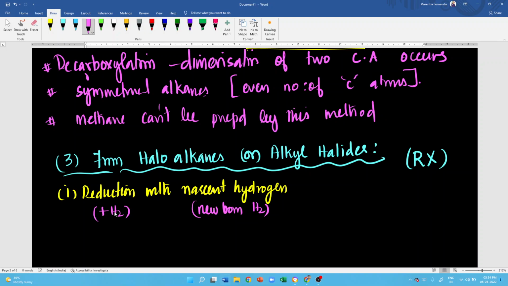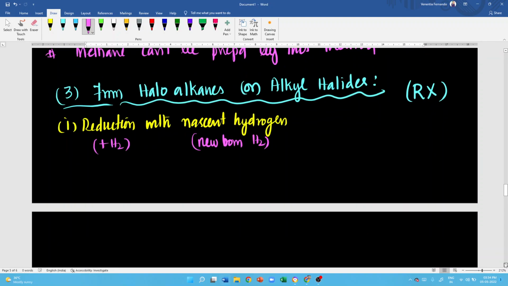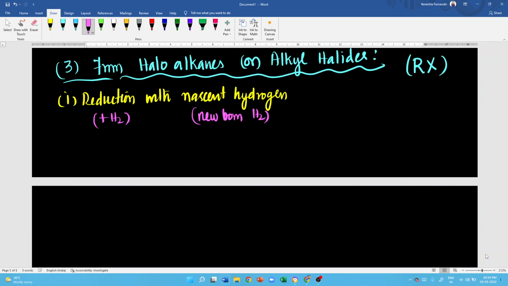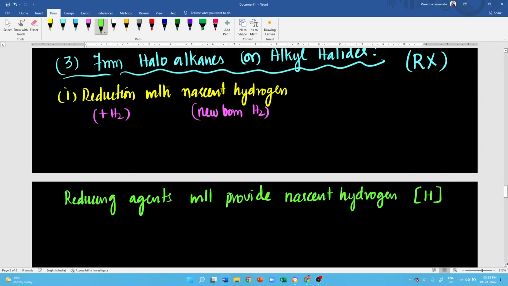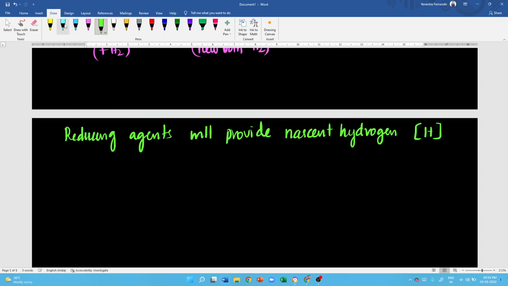Newborn hydrogen. In order to get this nascent hydrogen we need some reducing agents. So how can you get nascent hydrogen? Only from reducing agents. Reducing agents will provide nascent hydrogen. Only that nascent hydrogen is going to reduce the haloalkane. And nascent hydrogen is expressed as H within square brackets.